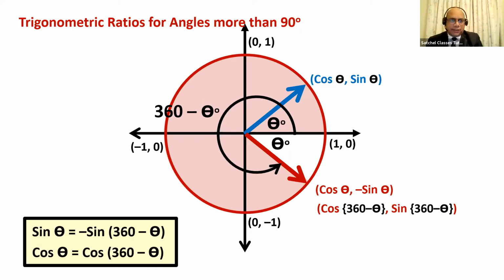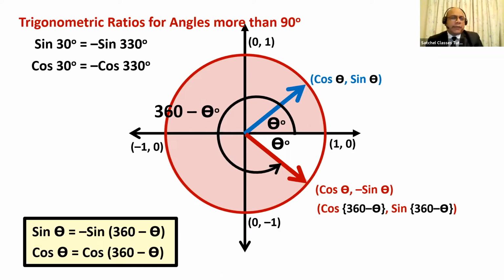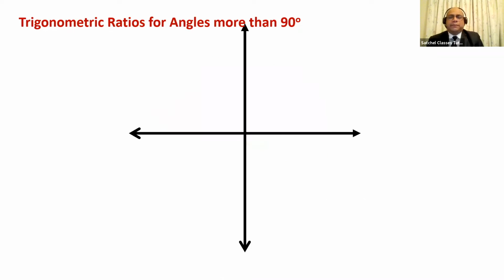360 minus theta. For example, if I want to find sine of 330, because 330 is 30 short of 360, it will be minus of sine theta, which is minus of sine 30. Similarly, cos of 330 will be the same as cos of 30, right?